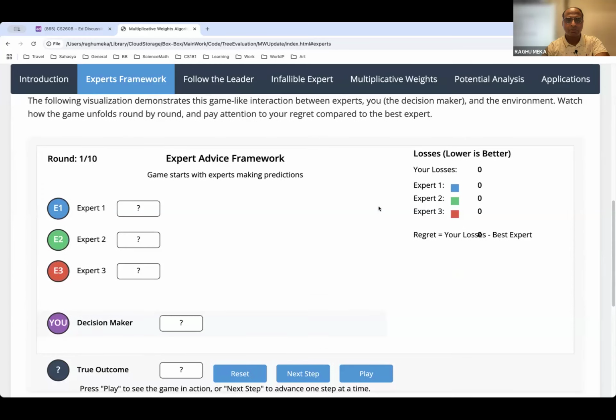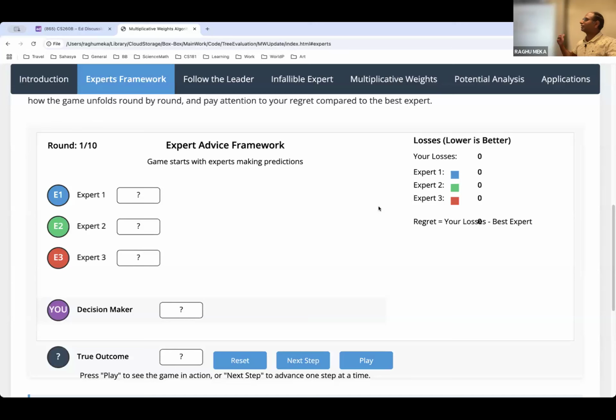But this is like the experts framework, right? You can think of the days as rounds. You play a game over rounds. Here I have 3 experts, and each day you pick some expert to follow, they make some predictions, and then you make a decision. You say, okay, I'm going to predict one, and then you incur losses. Like, my current loss is this much, expert one's loss is this much, expert two's loss is this much, and so on. Okay. This is the game that we're playing.